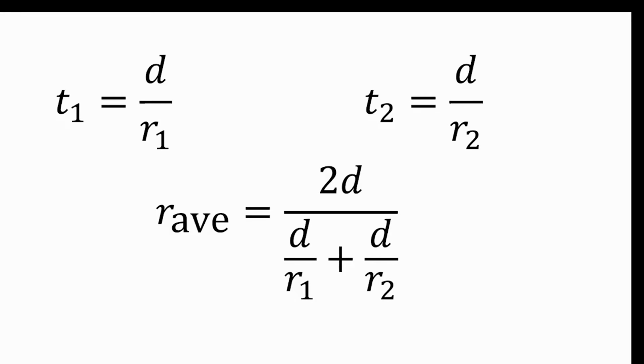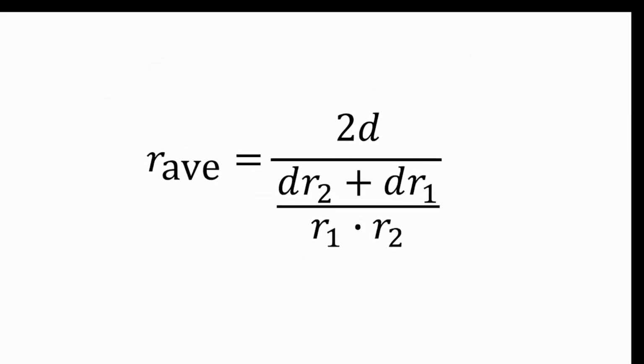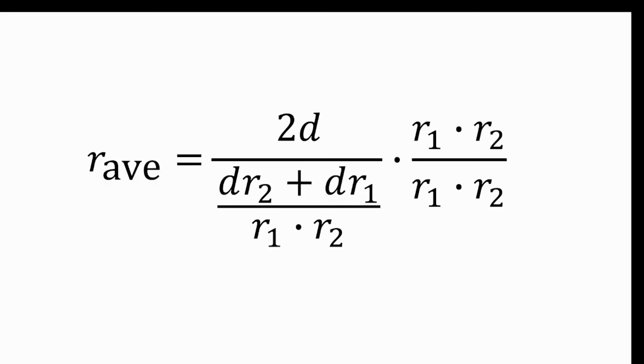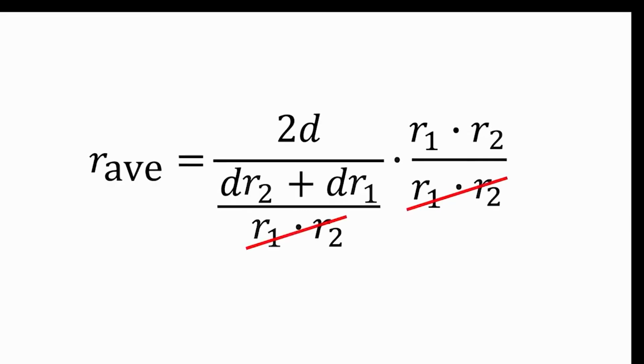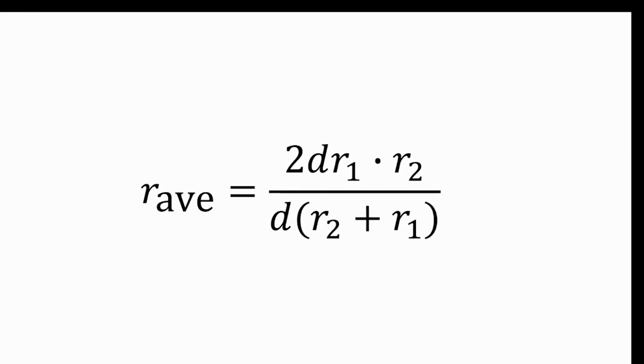which in turn becomes the following. Let's now add the fractions in the denominator. That leads us to this expression. We'll now multiply top and bottom by r1 times r2. And now we can cancel out a pair of the r1, r2s. Our expression simplifies to this. Let's factor out a d from the denominator. And notice that the d's will cancel, and that leaves us with our desired formula.